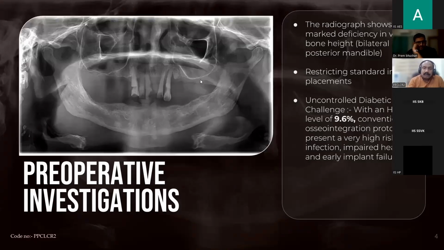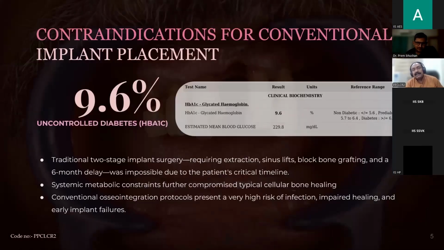See this OPG, you can see the sinus floor. This is almost a pneumatized sinus floor. And you can see the mandible also; you can track the IAN. This is a severely compromised case, anatomically, biologically, and physiologically compromised. Why physiologically? See, his HbA1c, you can see, is 9.6.